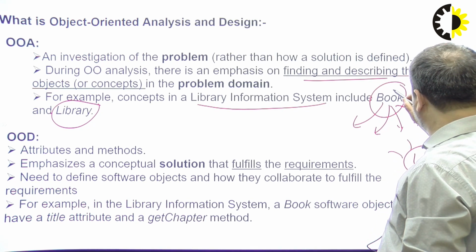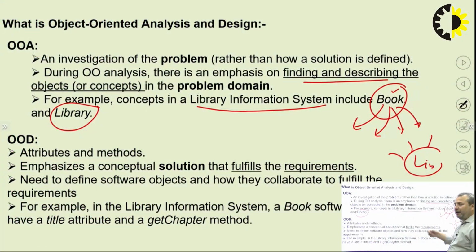How does book communicate with other objects of this library information system, for example library or any other object we are going to create? This comes under the methods, like in C we use functions. A function is basically a self-contained block of statements which performs some kind of task. Some task could be how the object communicates with the other object. The objects communicate in the form of messages. So this comes under the design.